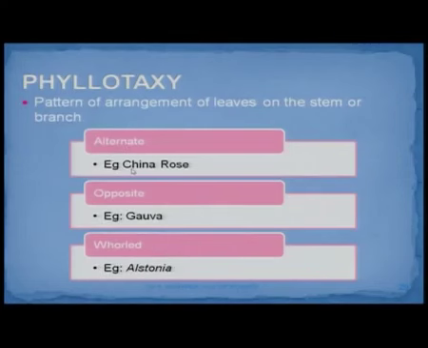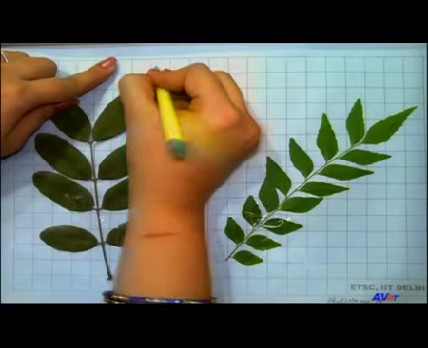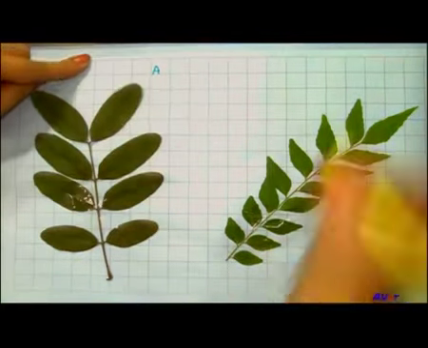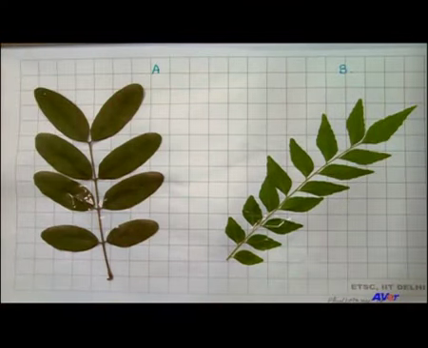Alternate phyllotaxy is seen in China rose, opposite in guava and whorled in Alstonia. I have got this specimen for you, and can you tell me which plant shows which phyllotaxy? Let us name this specimen A and this B. Can you tell me which phyllotaxy is present where?